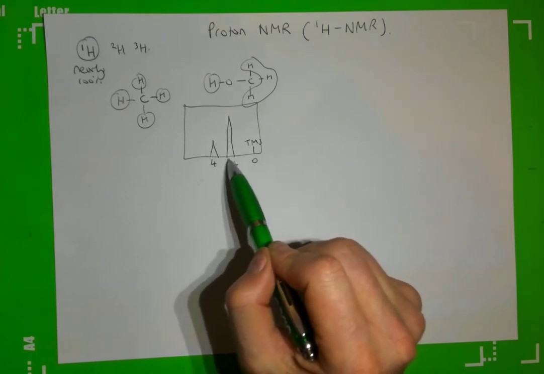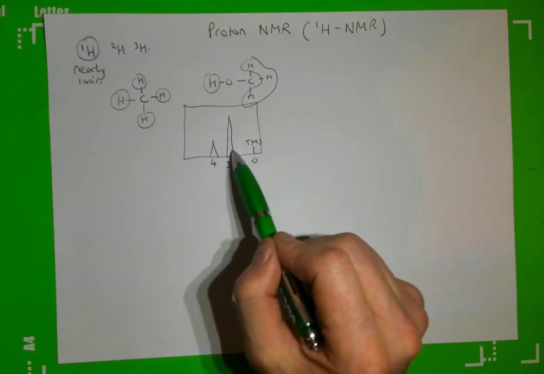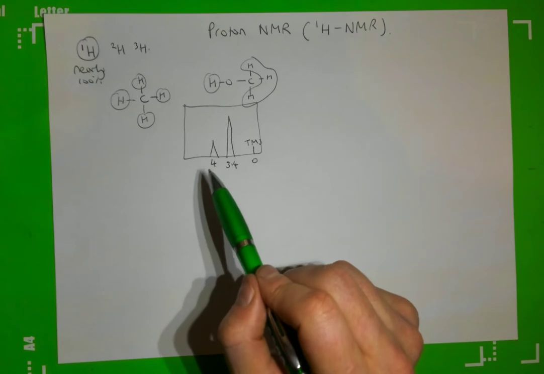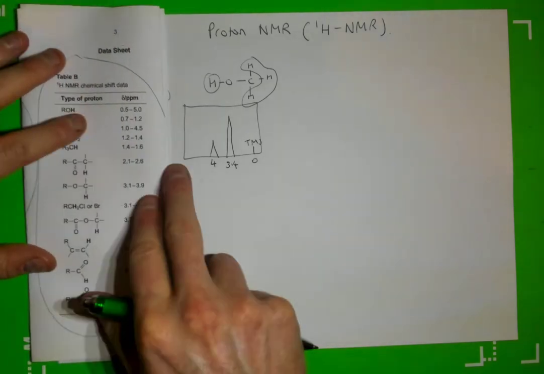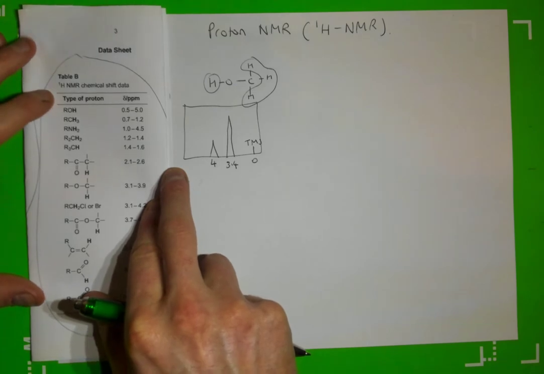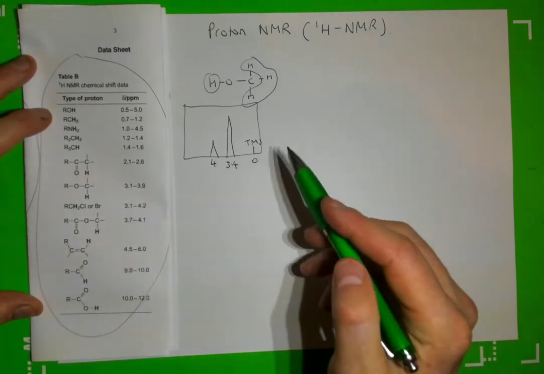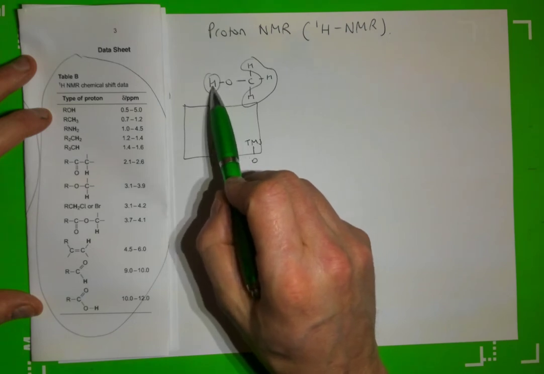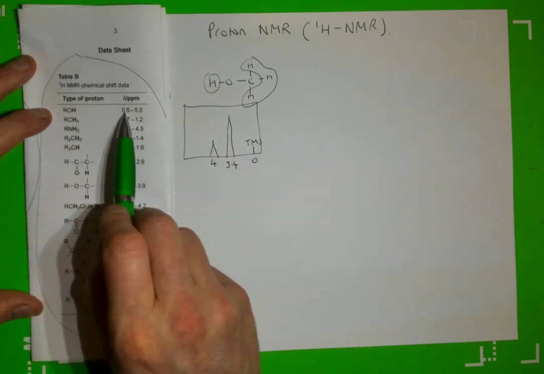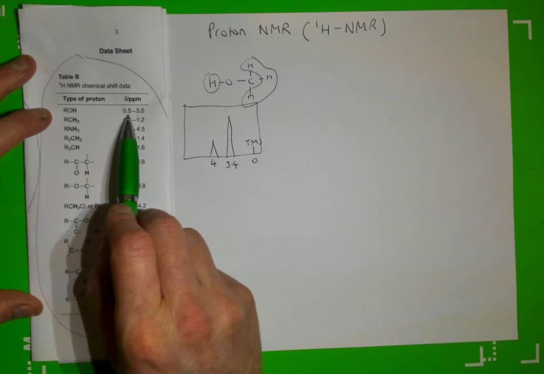So just a quick way of analysing them. But really, we should be looking at our table of data, table B on our data sheet. So, what have we got? We've got an alcohol hydrogen, which is this one here. So from 0.5 to 5.